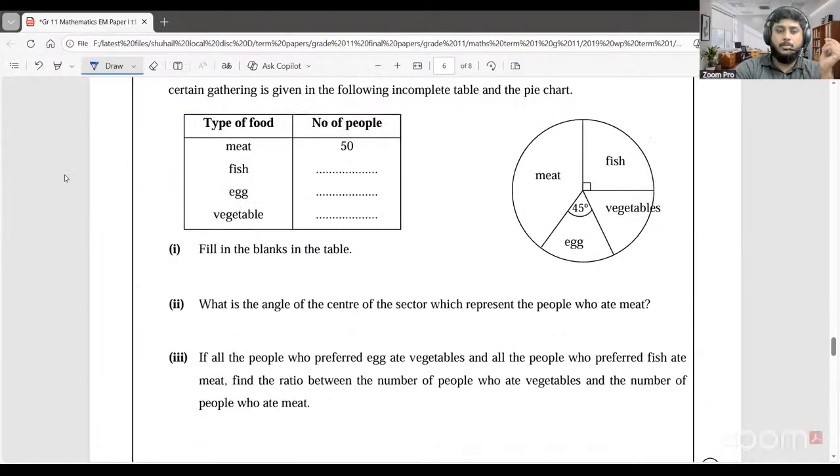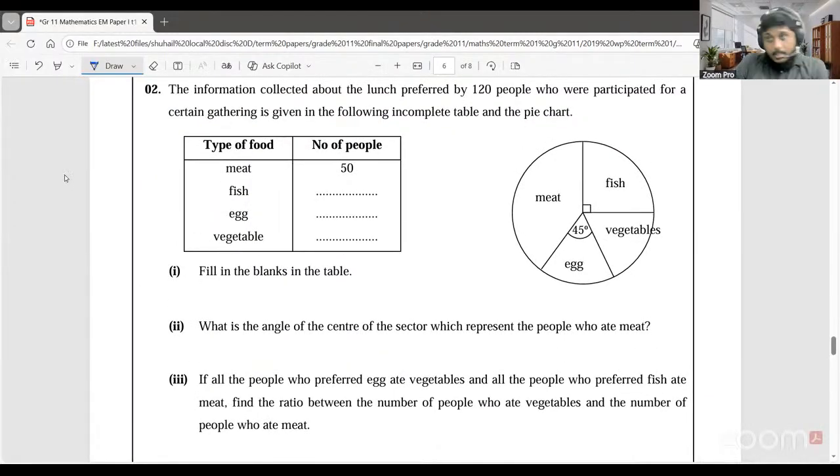So first of all, finish this second question. This is related to pie chart. It's a question related to pie chart. So try this. After that, we'll discuss.